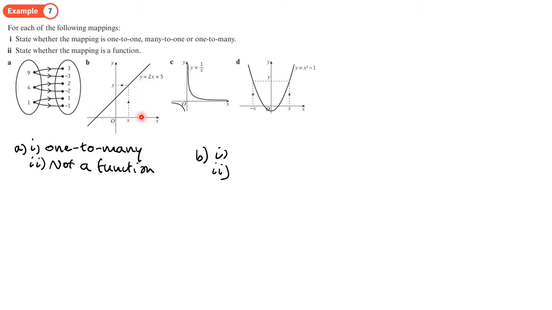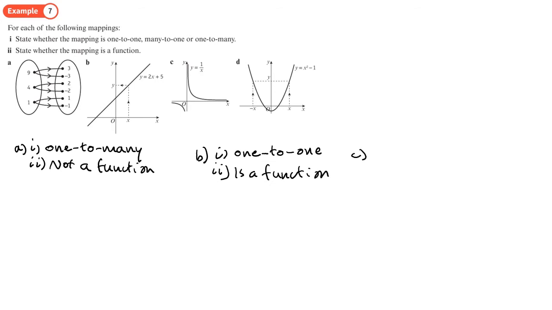And also we can't have an input going to 2 output places. That doesn't happen. So this would be 1 to 1. Each input goes to 1 output. So this is 1 to 1. And we know that anything that's 1 to 1 is a function.